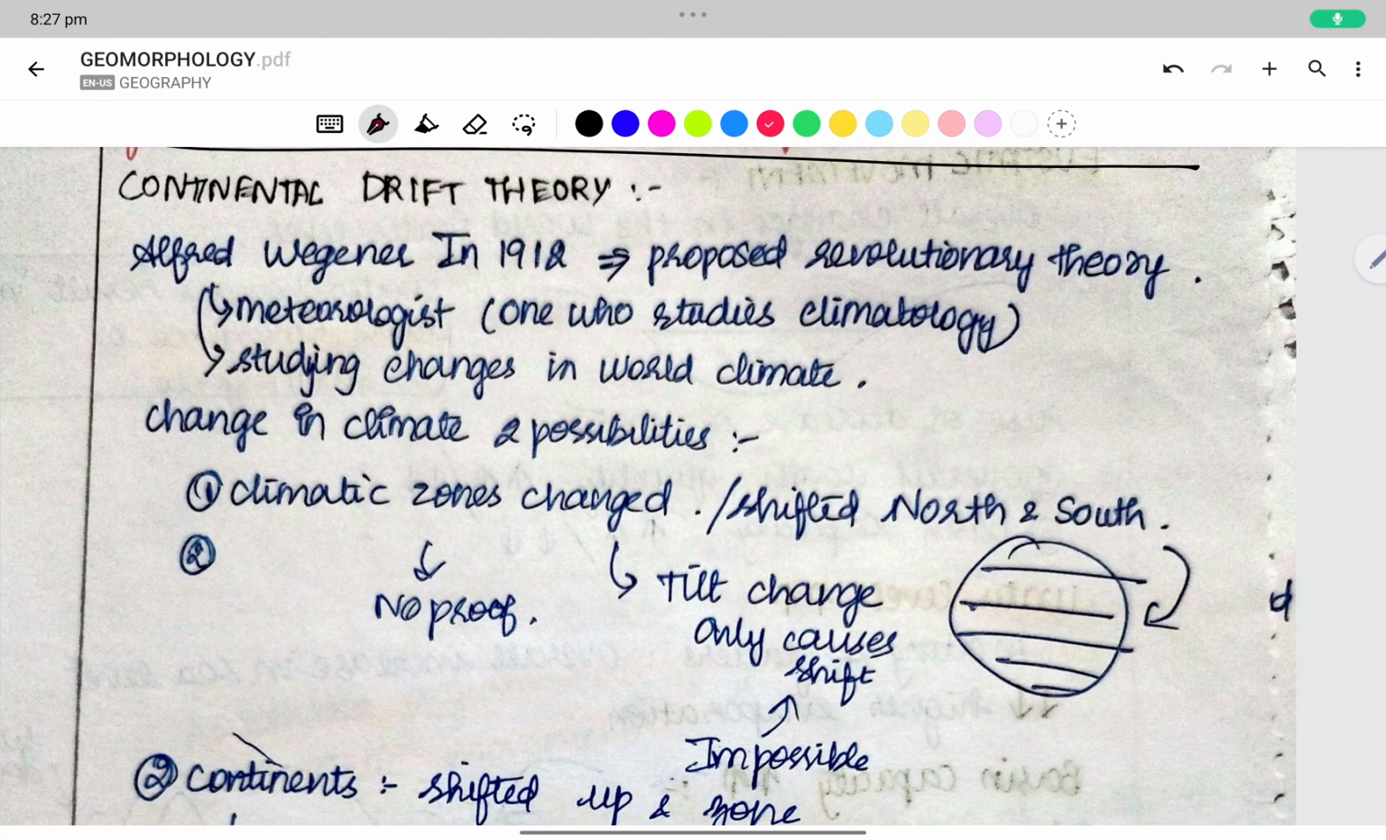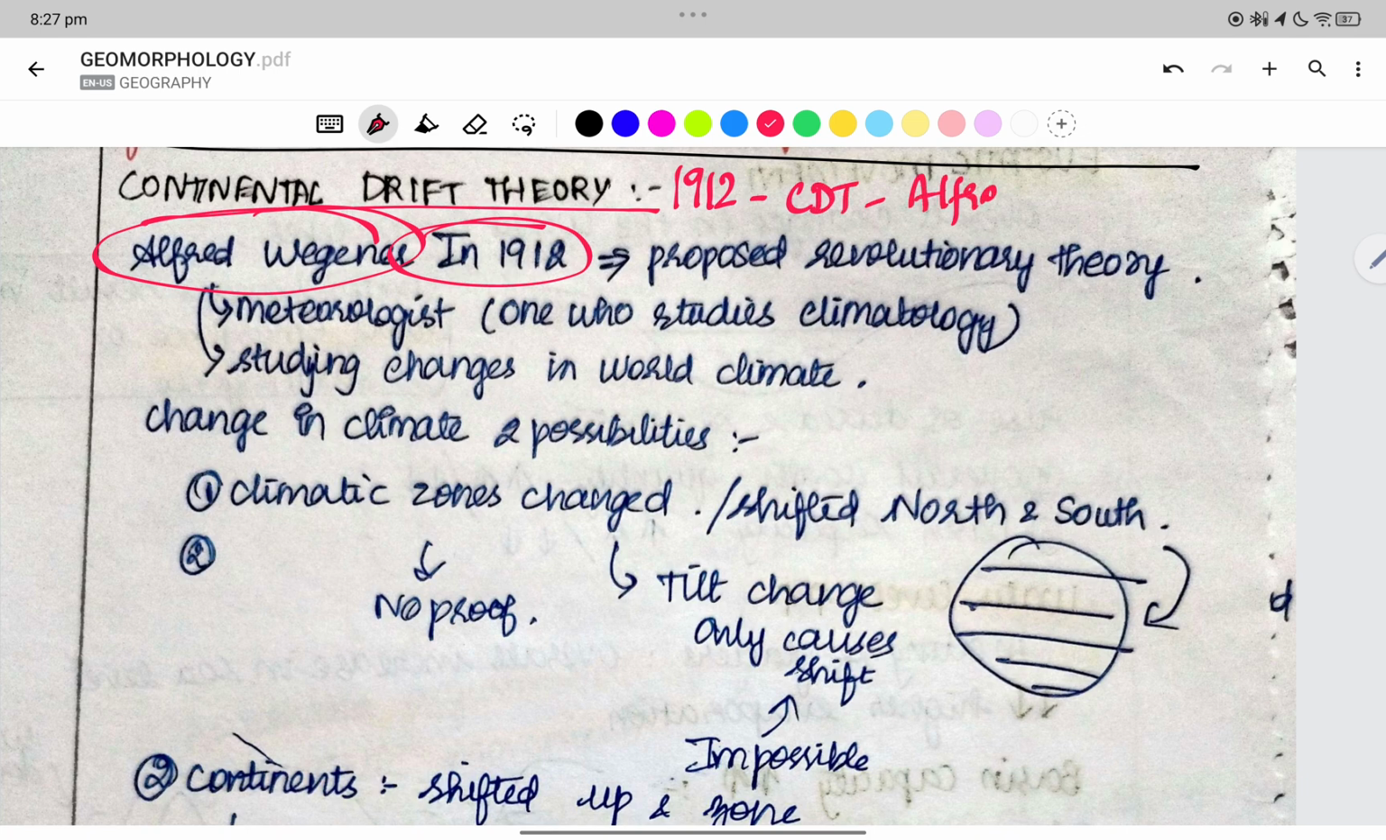Now we are looking at the continental drift theory. The continental drift theory was proposed by Alfred Wegener in 1912. It was a revolutionary theory.